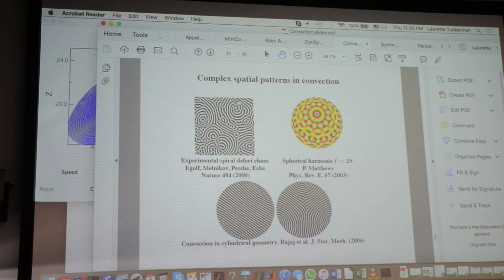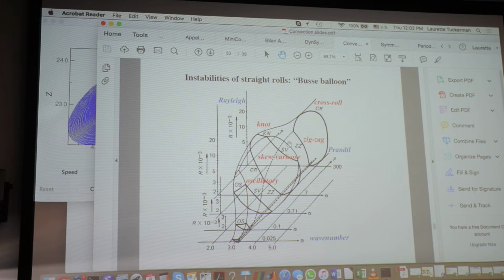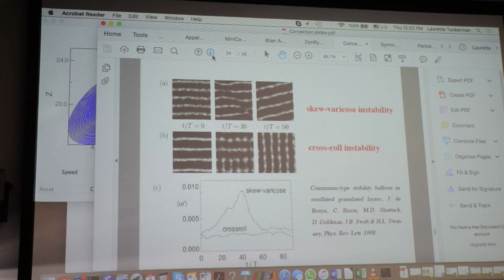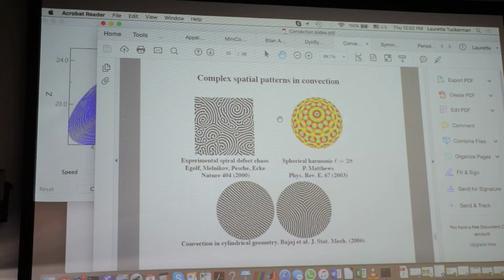This is what turned out, this was now very interesting, and this was in the year 2000. There's an article in Nature, very prestigious. It said that actually it's not just that you have Busse balloon, that your straight rolls are unstable to other patterns. They're unstable, that they actually get kinks and this and that. Actually, right at threshold, you don't get straight rolls. You get this spiral defect chaos.